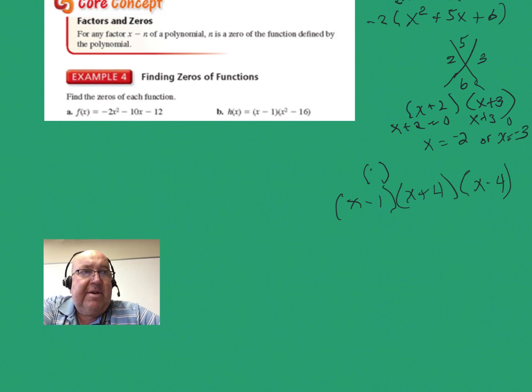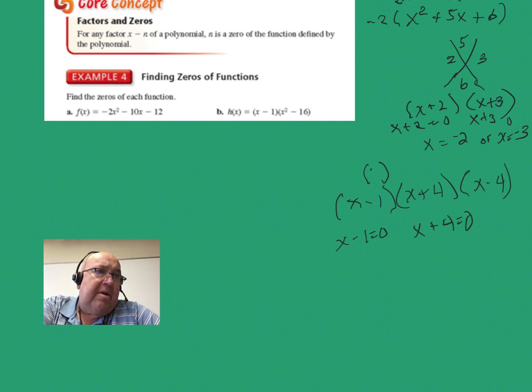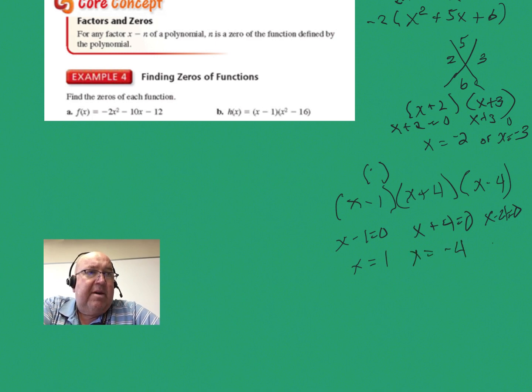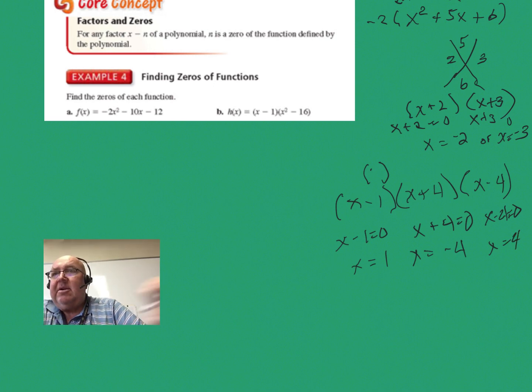So then we're going to find all the zeros. So x minus 1 equals 0, x plus 4 equals 0, x minus 4 equals 0. x equals 1, x equals negative 4, and x equals 4. Going on.